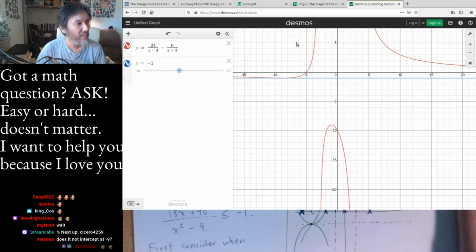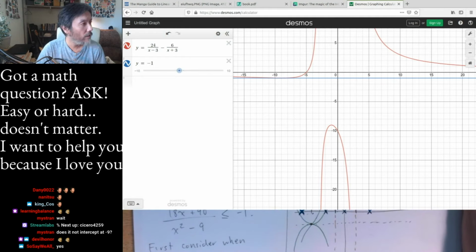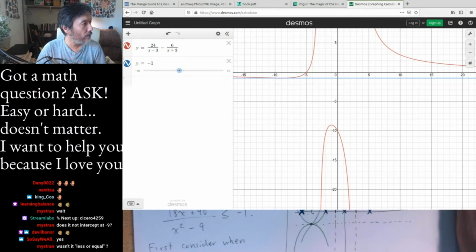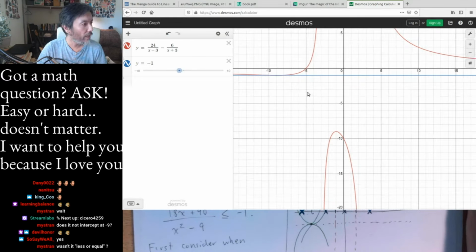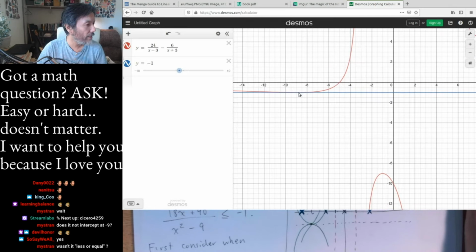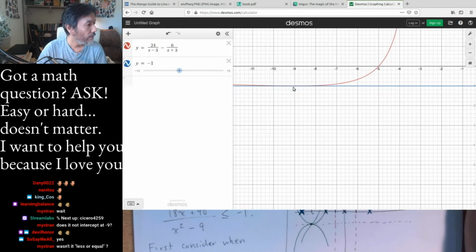Does it not intersect at -9? It intersects. No, it does. The line intersects. Where is my Desmos? Did I flip away from it? Oh no, it's in my Firefox. Less or equal, yeah. So if you look at -9 right here, it intersects.